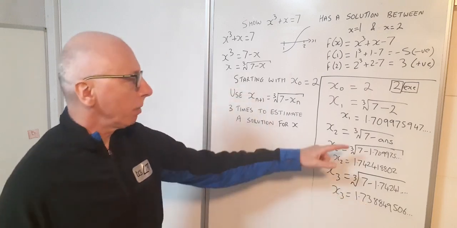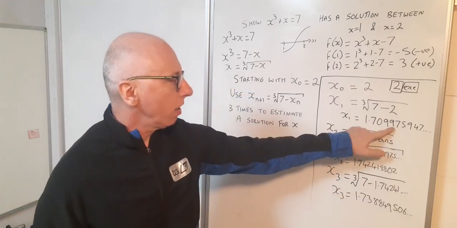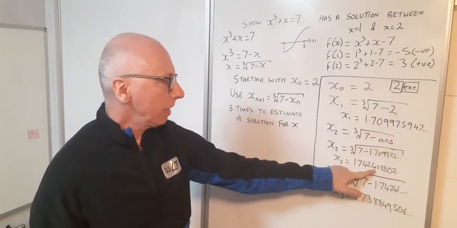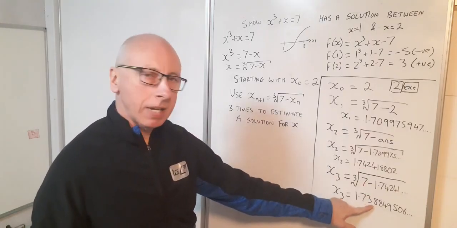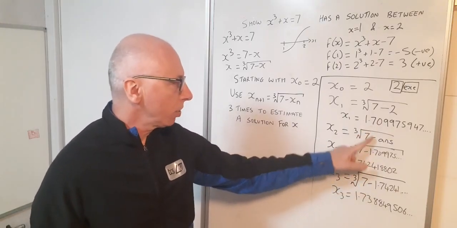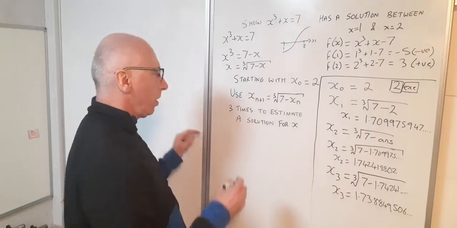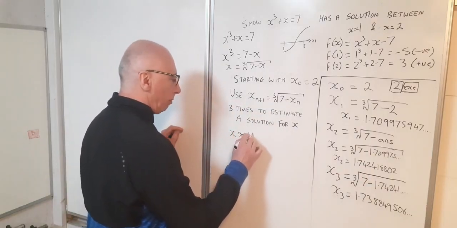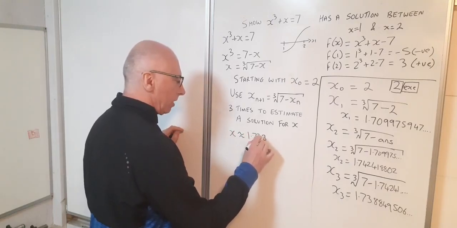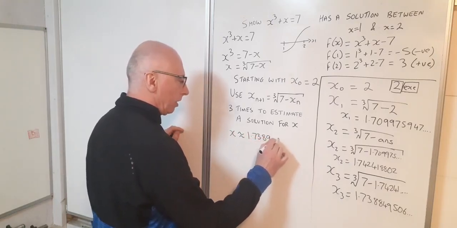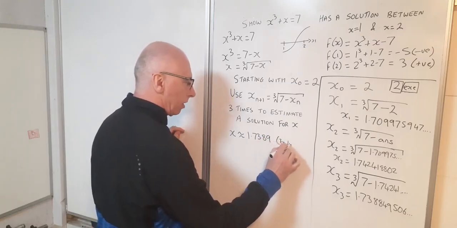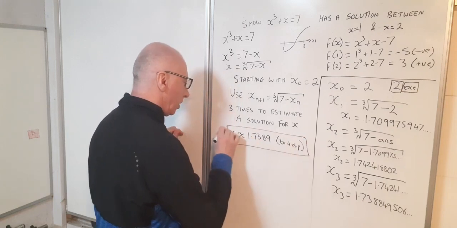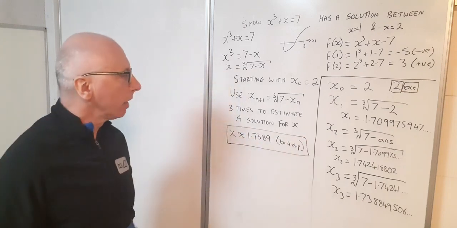Now that looks legitimate because I've got 1.7099 here, 1.7424 here, so it's jumped up a little bit, and then it's just crept down a fraction here, much less than the jump from x1 to x2. So therefore my solution for x is going to be approximately 1.7389 to 4 decimal places. So that's where I think my solution is going to be approximately.